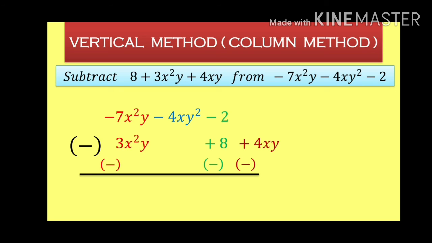Now the integer rule we will use. So minus 7 minus 3 becomes minus 10x squared y, minus 4xy squared, and we have nothing above it. So whatever is there, just bring it down. You can put 0xy squared, but it's of no use. So minus 4xy squared, just leave the gap. Don't put anything down for xy squared because we don't have anything. Like oranges should be added with oranges only. If nothing is there, just leave it like that and bring it down. Next, minus 2 minus 8 becomes minus 10.